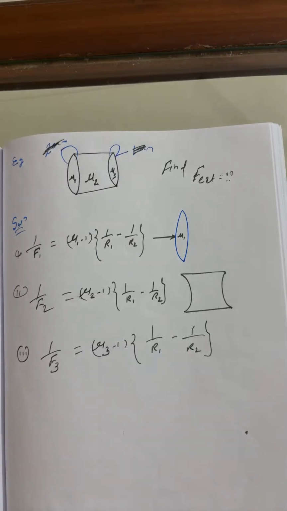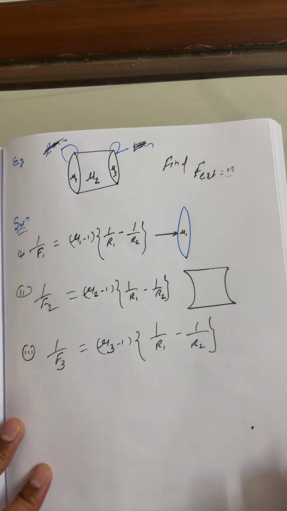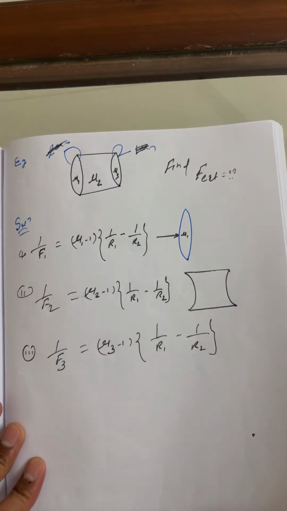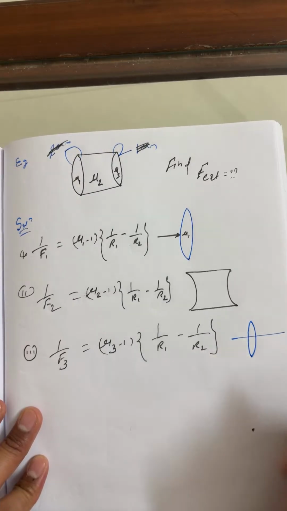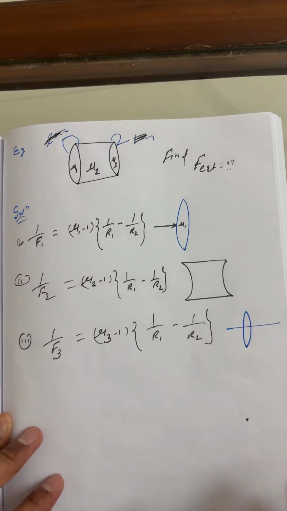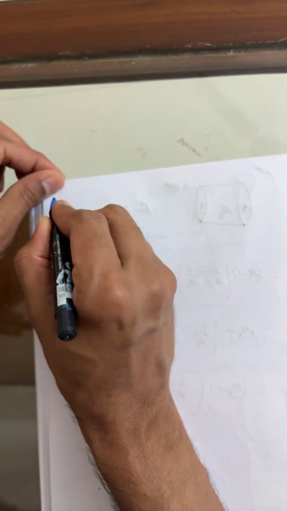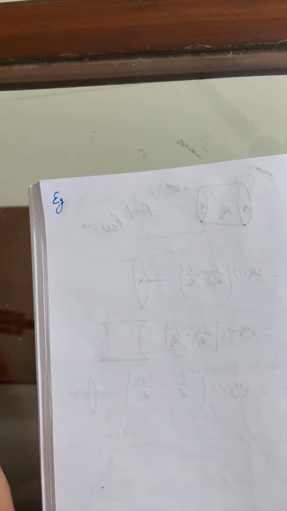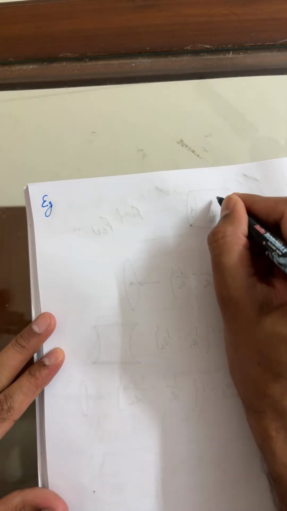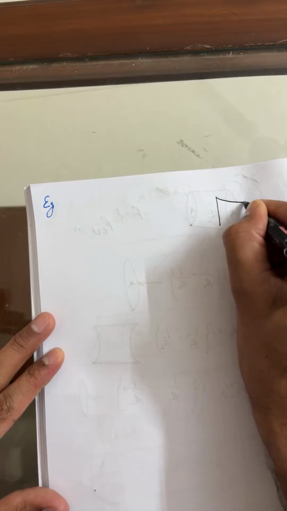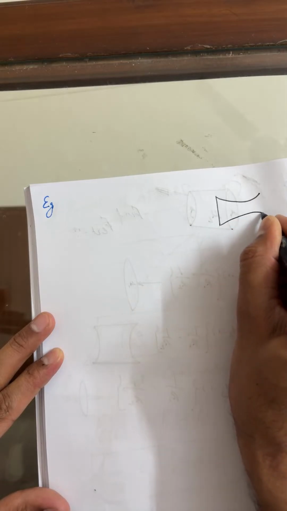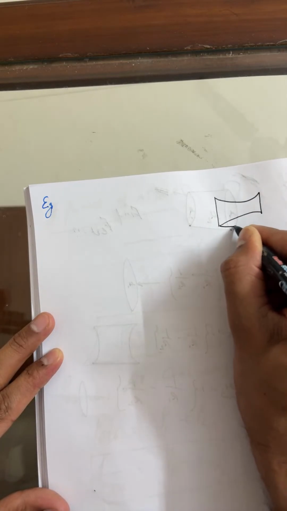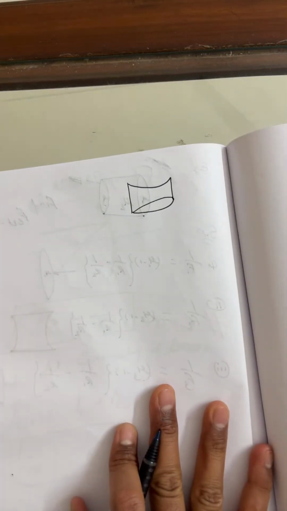Now I'm going to give you a numerical based on this. Just keep this approach in your mind. As I said, this is a combination of three lenses. Now I'm going to give you a basic numerical based on this, then you will understand in a better way. Students, this is the condition here.